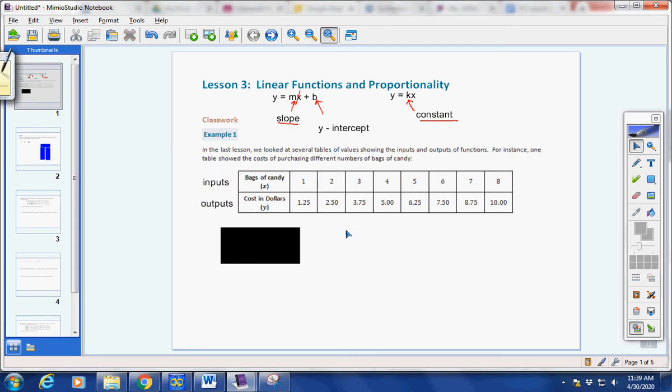So if you remember, bags of candy, that's going to be our inputs, and the cost is our output. So however many bags of candy, our outputs are dependent on that. The cost is dependent on the bags of candy. Okay, so if we look at this, one bag of candy costs $1.25, 2 bags of candy cost $2.50, and you should see that it's increasing by the same constant every time. When we were doing this before, we always do y over x, outputs over inputs, and then we set it equal and we take one of those ratios. So we have y over x equals $1.25 over 1.